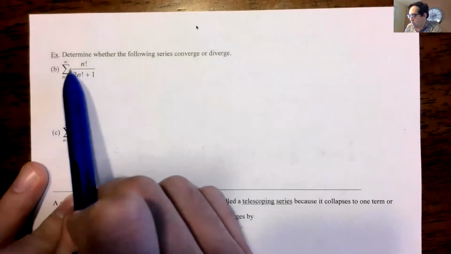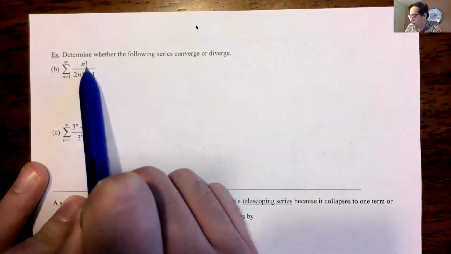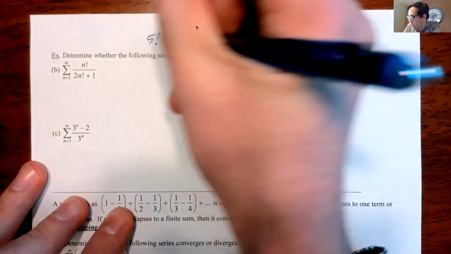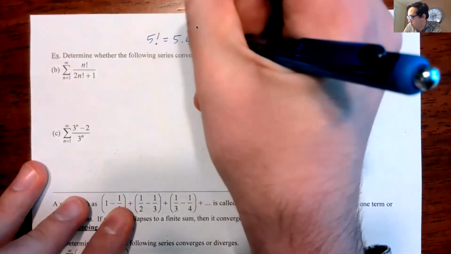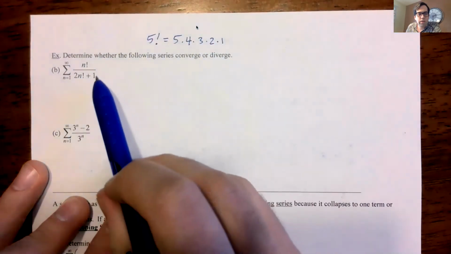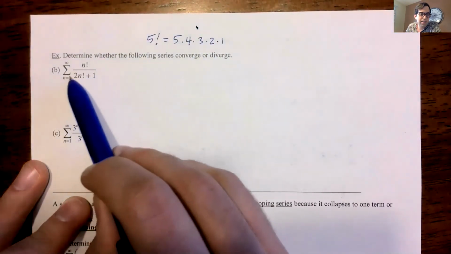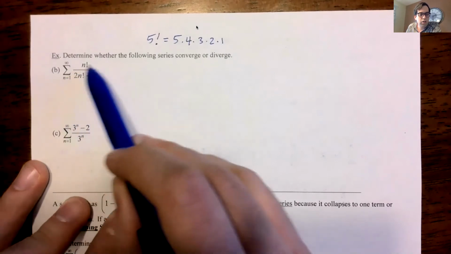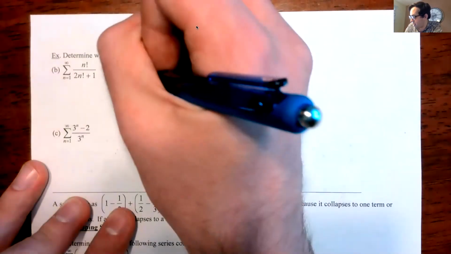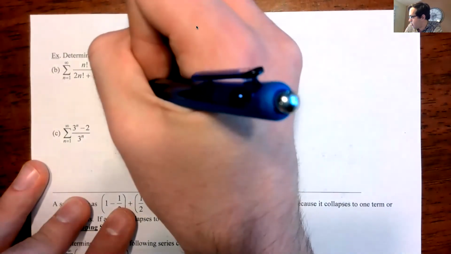Okay, so this means factorial, right? So for example, if you had 5 exclamation point, it would mean 5 times 4 times 3 times 2 times 1. So we don't know necessarily what the n is. It's going to be increasing by 1 for every term, but we have n factorial over 2n factorial plus 1. I'm going to set this up as a limit again, just so that we can check.